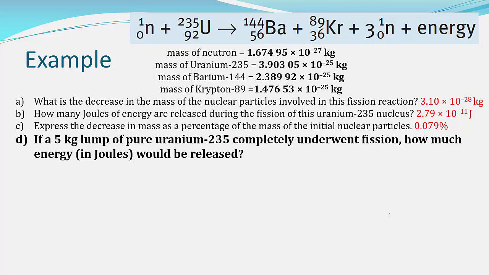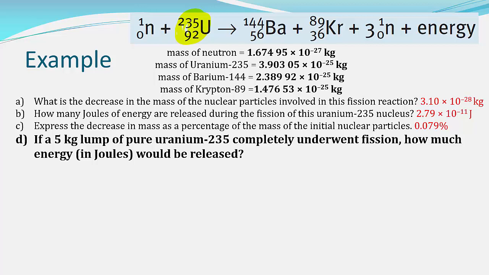Okay, so part four of this question is a bit more tricky. It's asking that if you have 5 kilos of uranium-235 and it completely underwent fission, how much energy in joules will be released? So if we're looking at that objectively, we've got 5 kilograms of uranium-235. Knowing that, if it all underwent fission, how much energy in joules would you get from that 5 kilogram bunch?